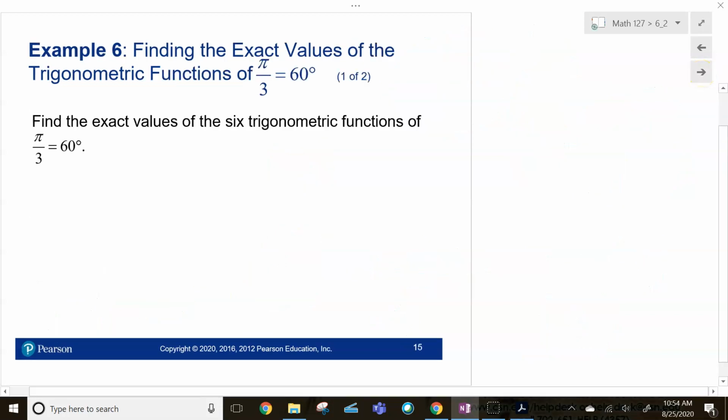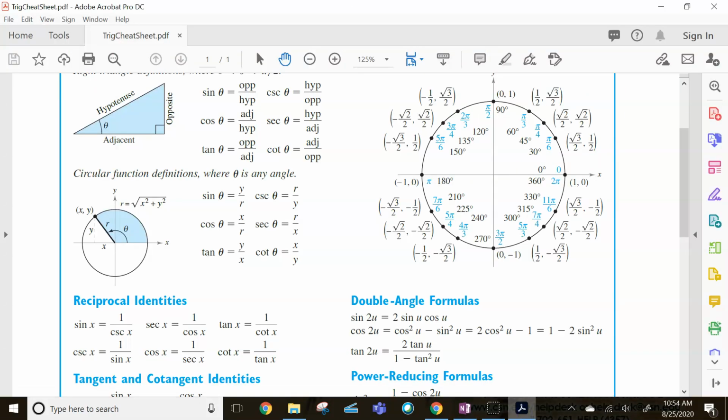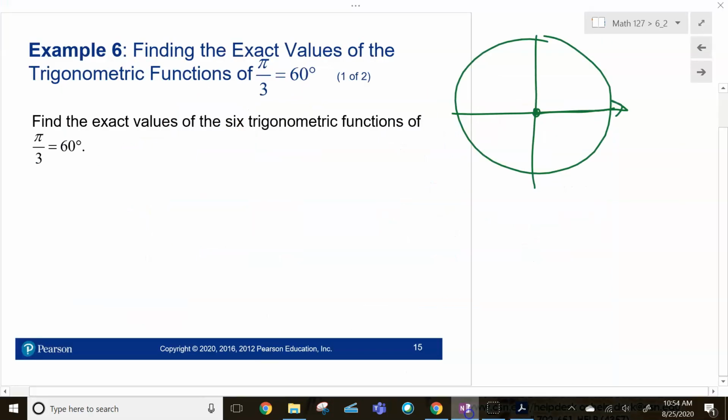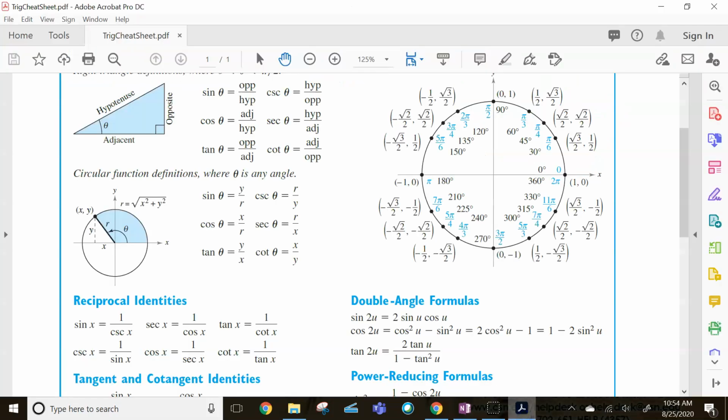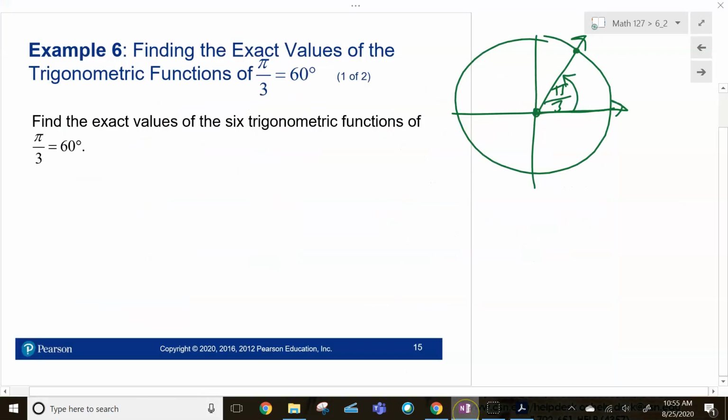All right, let's keep going here. Find the exact values of the 6 trig functions. Pi thirds is 60 degrees. So now let's rotate pi thirds on my unit circle. Looking at this unit circle, rotating to the pi thirds amount, see that spot right there? Pi thirds rotation. What's the point right there? At pi thirds, you've got 1/2, root 3 over 2.